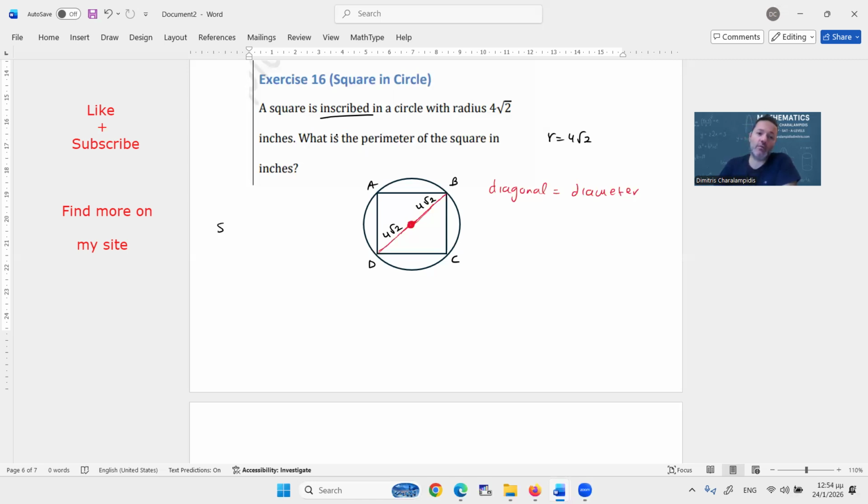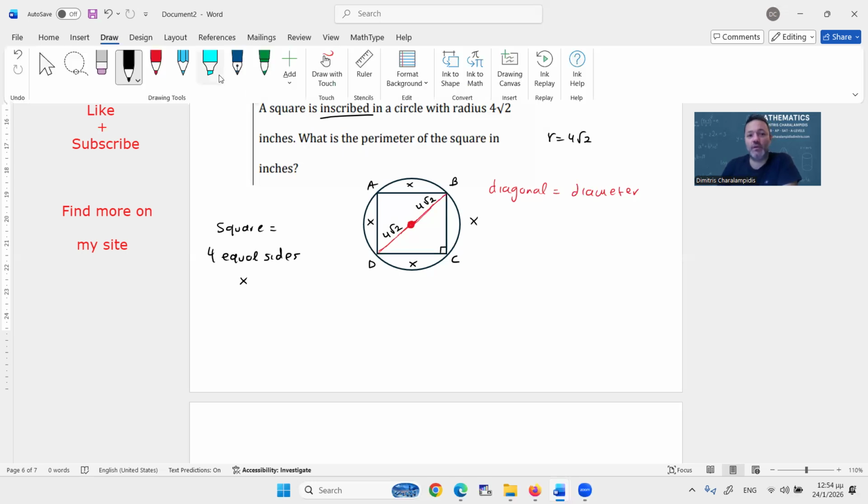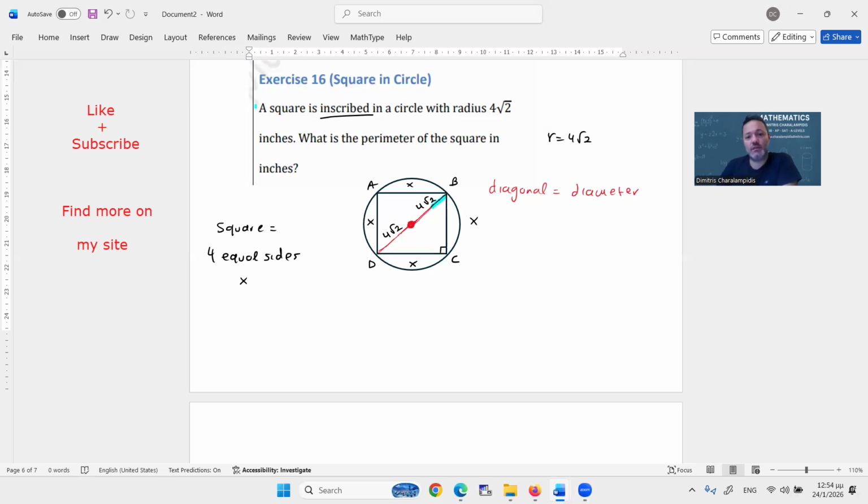What do we know about a square? That it has 4 equal sides. Let's call each one of them by x. So it's x, x, x, and x. And we know that all of its angles are right. And that's one of the key words here, because this triangle here, triangle BCD, will be a right one.